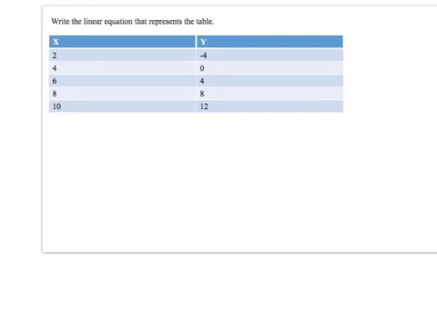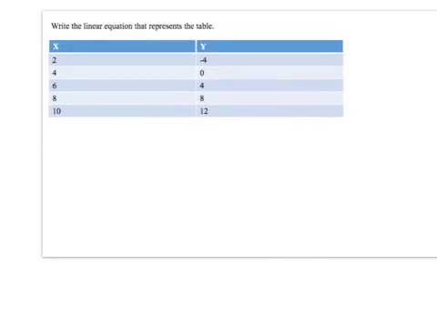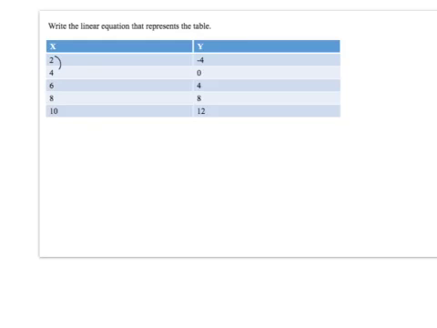Last example, so try this one as you try as well. So the pattern in our domain, we have 2, 4, 6, 8, 10. So it looks like we're adding 2 here. And then our pattern in our range, so negative 4 to 0, 4 to 8 to 12. So we're increasing by 4, so we're adding 4.